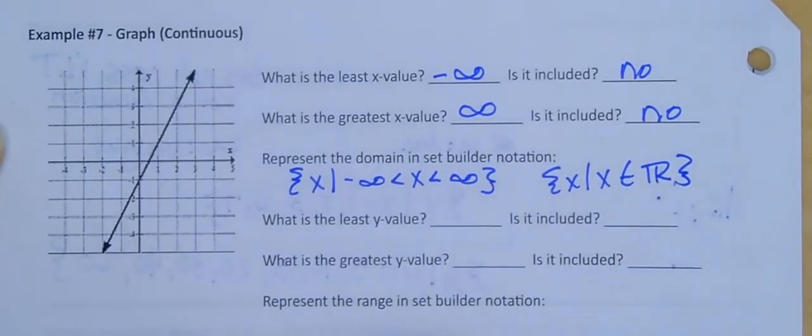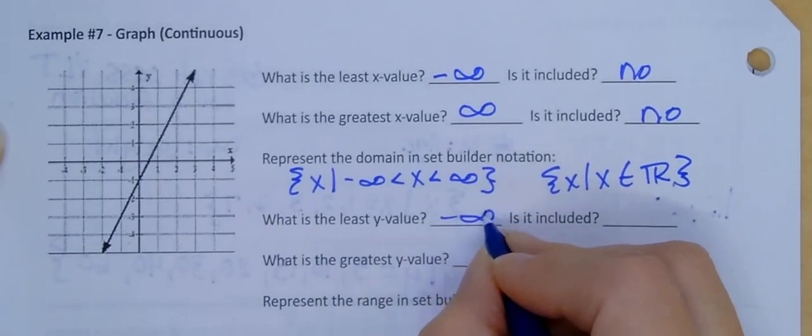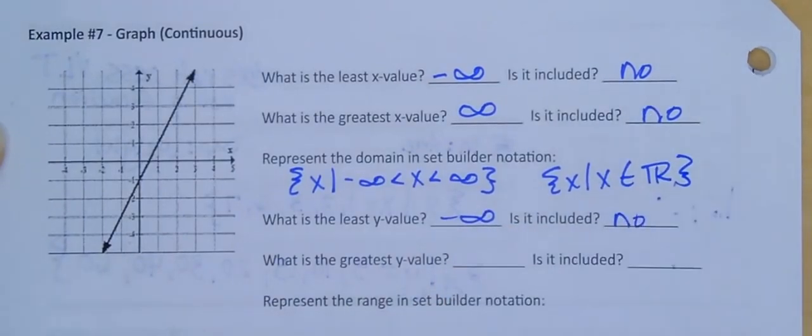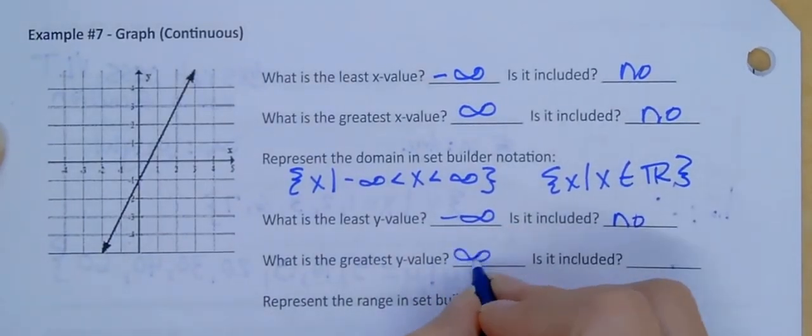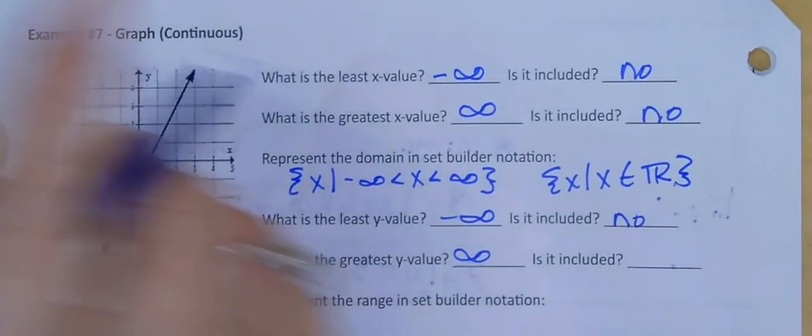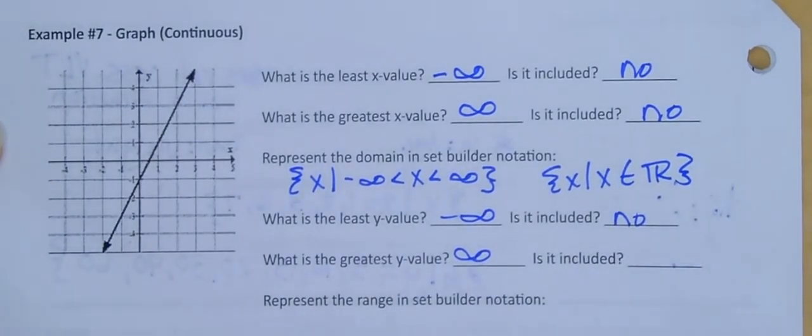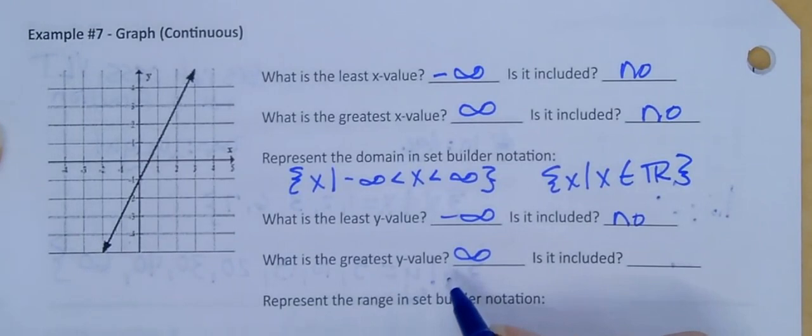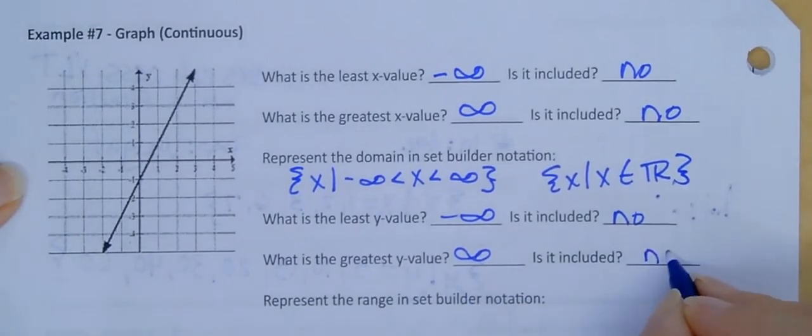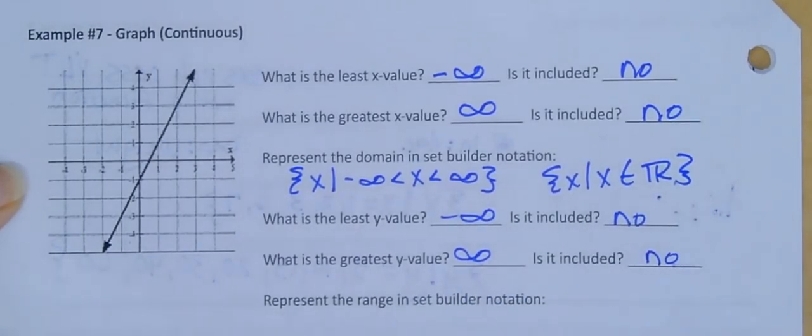All right, so when I'm thinking about my y's, my range, it's actually going to be the same. Y can go down forever. So I'm going to go from -infinity all the way up to +infinity. -infinity is the smallest y. We don't include it because it's infinity. And +infinity is the biggest y. All right, so our greatest y value goes all the way up to infinity, and because it's infinity, we don't include it. So we say no, it's not included.